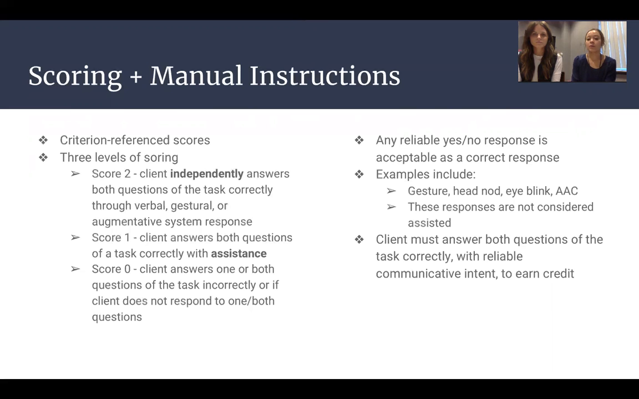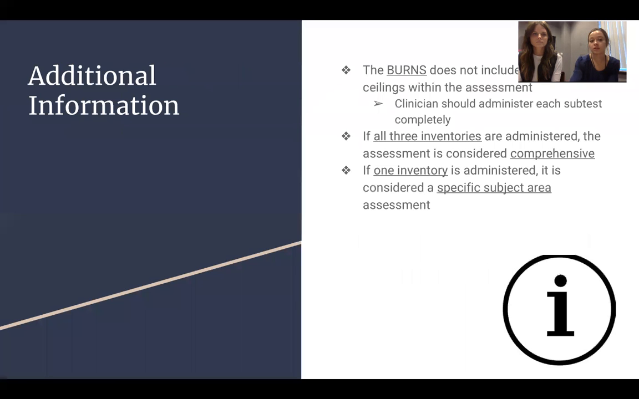So any reliable yes/no response is accepted and is counted as correct. That would include gestures, head nods, eye blinking, or using their device. And these responses are not considered assisted since they did it independently. And the client must answer both questions of the task correctly with reliable communicative intent in order to earn those 2 points. So just some general additional information.